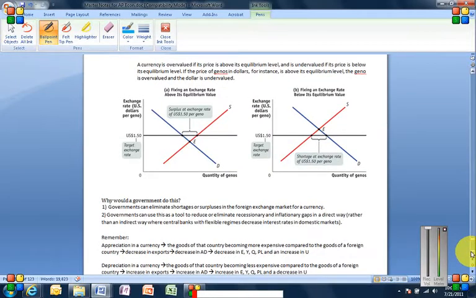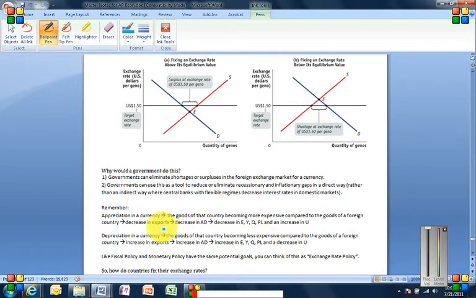If you have an appreciation in a currency, ceteris paribus, that leads to the goods of that country becoming more expensive compared to the goods of a foreign country, which leads to a decrease in exports, which leads to a decrease in AD because net exports is one of those components in AD, which leads to a decrease in employment, income, output, price level, as well as an increase in unemployment. If you have a depreciation in a currency, that leads to, ceteris paribus, the goods of that country becoming less expensive compared to the goods of a foreign country, which leads to an increase in their exports, increase in AD, increase in employment, income, output, price level, and a decrease in unemployment.